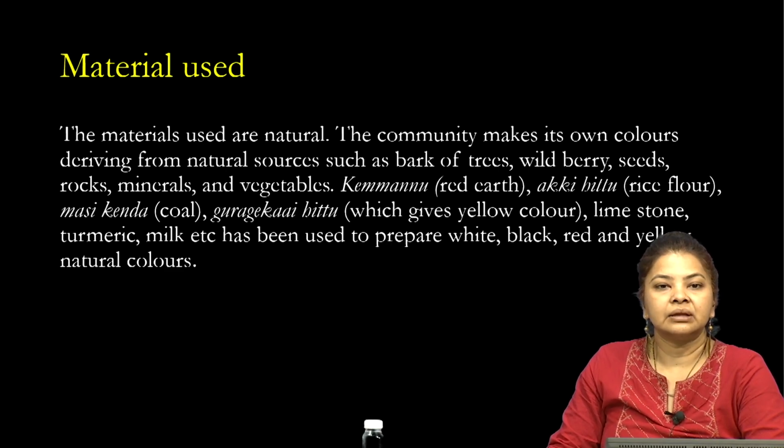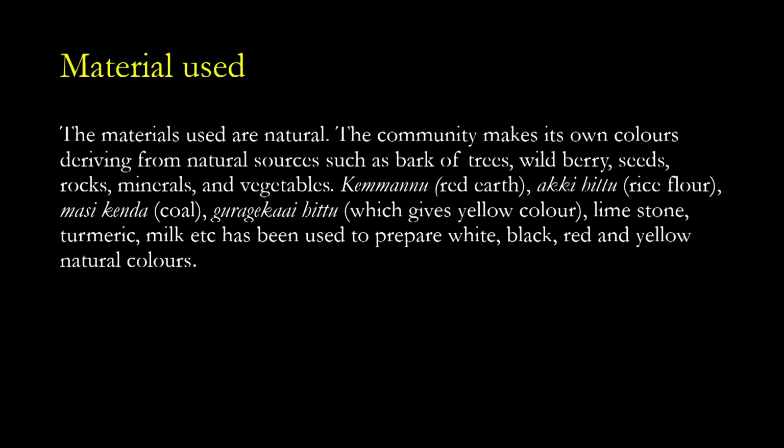Material used. The materials used are natural, like in most of the folk art. The community makes its own colors deriving from natural sources such as bark of trees, wild berries, seeds, rocks, minerals and vegetables, red earth, rice flour, coal and various kinds of berries, limestone, turmeric, milk, etc. These are used to prepare white, black, red and yellow colors which are derived from these natural elements.